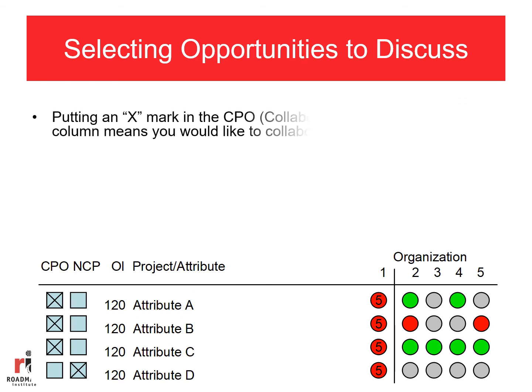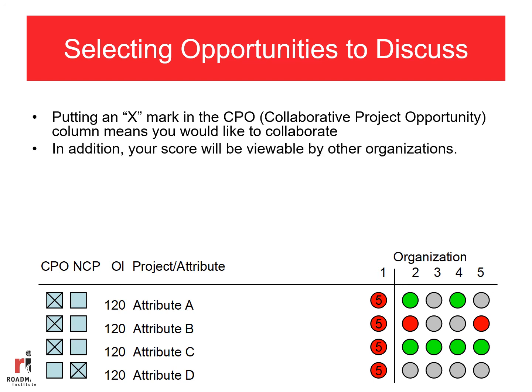So let's continue with that example. Putting an X mark in the CPO, or collaborative project opportunity, column, or box in this case, means that you would like to collaborate. In addition, your score, once you click that, is going to be viewable by other organizations. It hasn't been viewable up to this point, so that's one way that we can protect the information of organizations, to share the minimum amount of information with the other organizations.